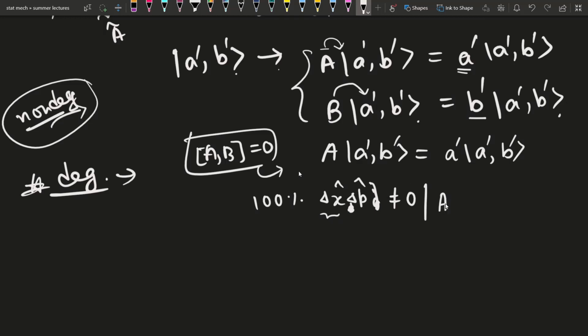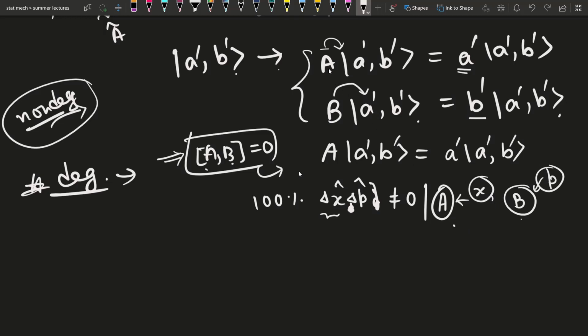For only, say, system A. But if we measure the position of system A and then simultaneously measure the momentum of system B, then there is no sort of uncertainty, because these two are compatible observables. So these two things can be simultaneously measured, with zero uncertainty.